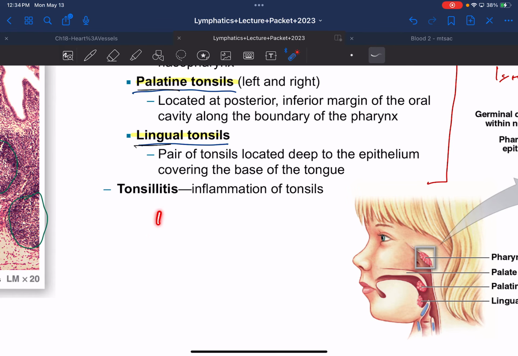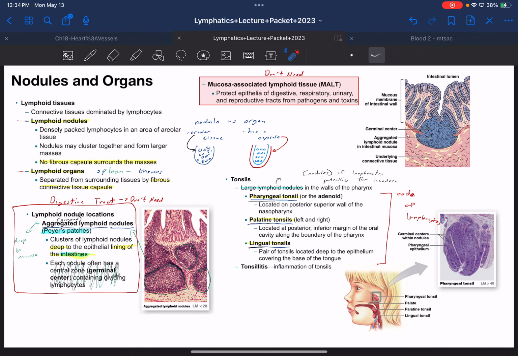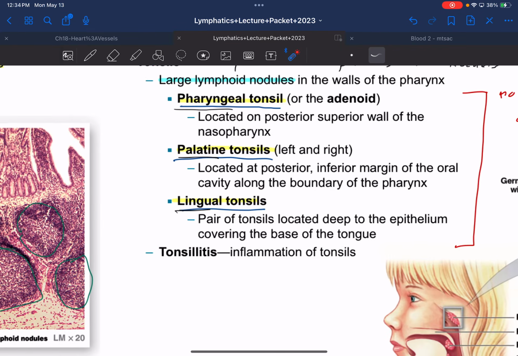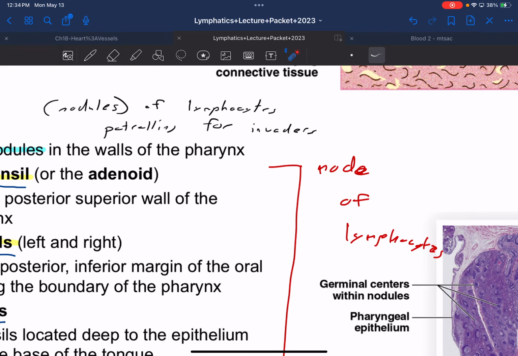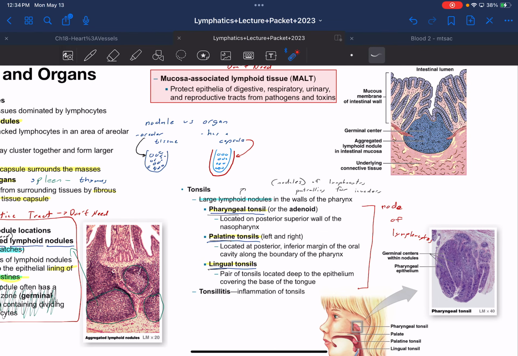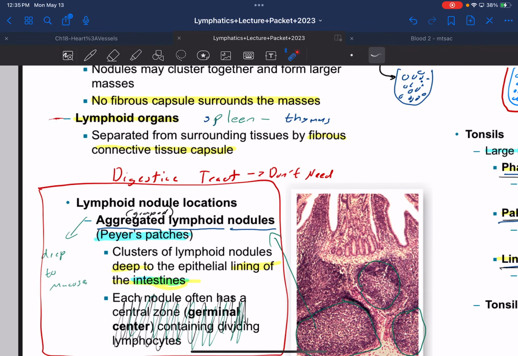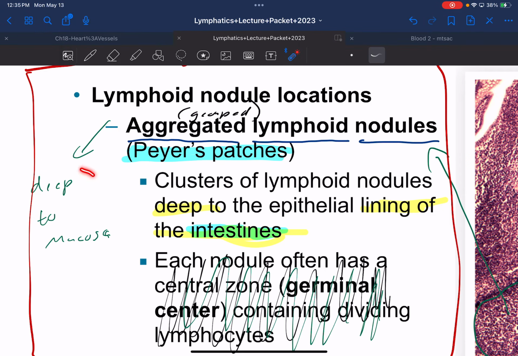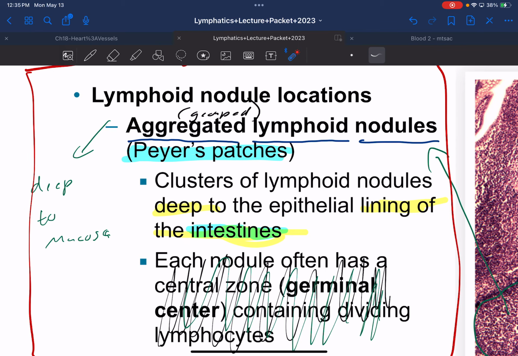But don't worry about this word. I know that you've all heard it. I know you know what it is. What does it say there before that on the lymphoid nodule location? This one right here? No. This? No, more to the down there. Deep to mucosa, which I don't expect you guys to know what mucosa is quite just yet.